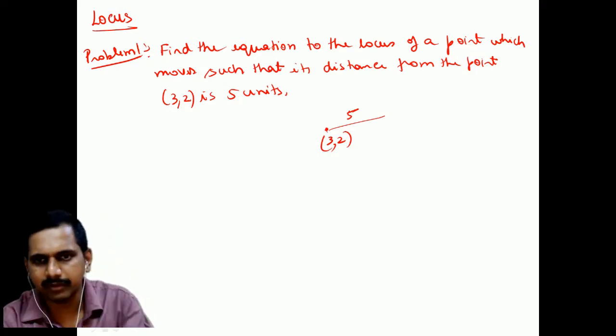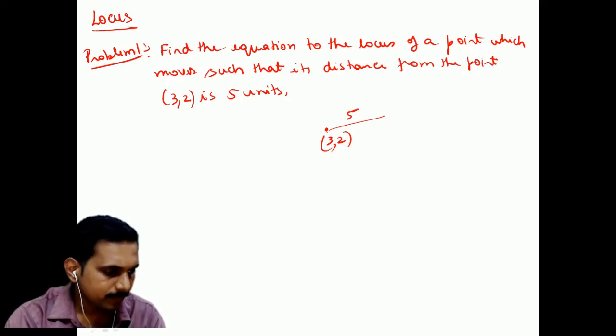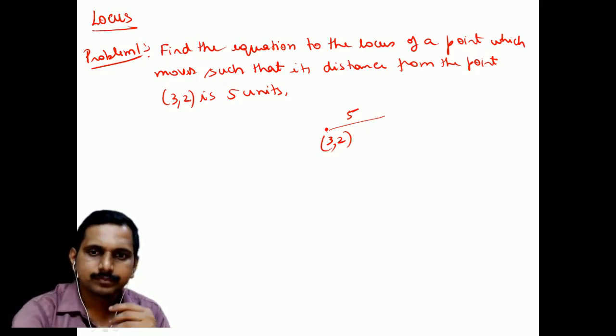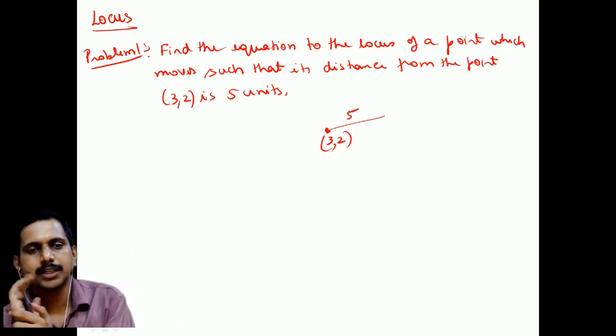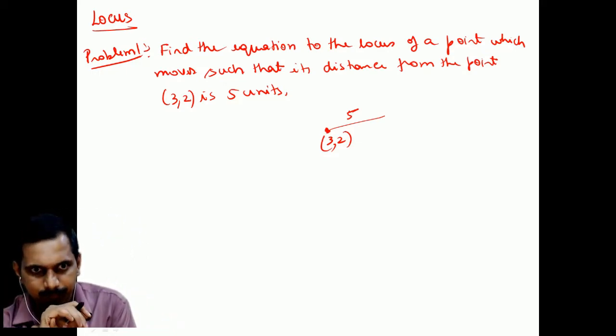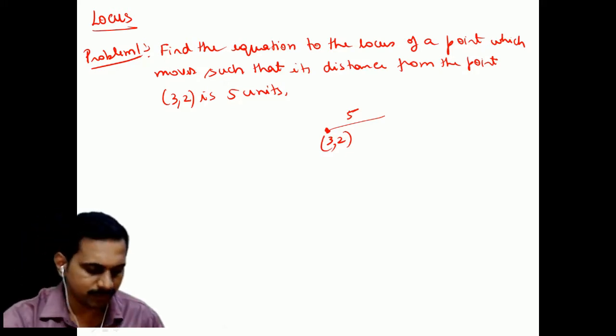Anybody has solved it? I'll give you 2 minutes. Solve it. It's training, important. Okay. Find the equation of the locus of a point which moves such that its distance from a point (3, 2) is always 5 units.